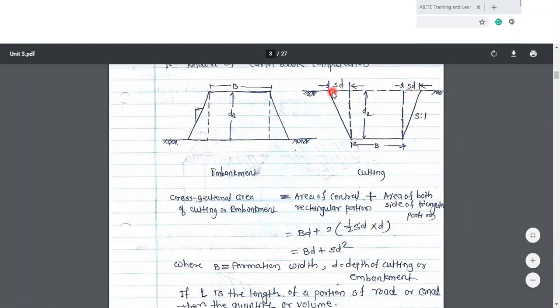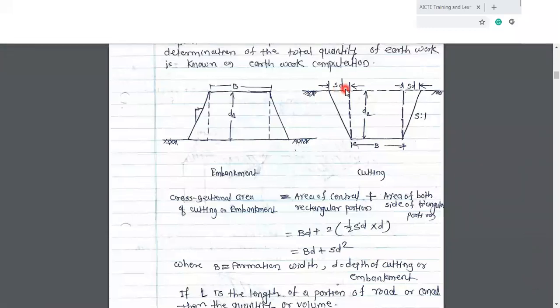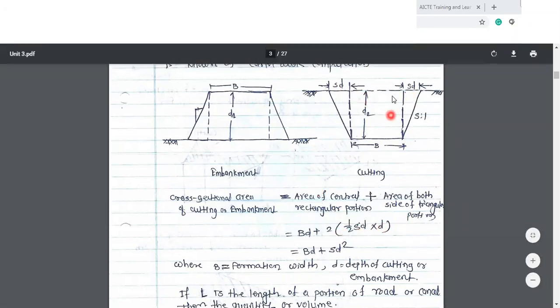Now for the length of this side portion, please remember we are using the notation SD. As far as these side portions are considered, the area will be 1/2 into SD multiplied by D. Okay. So that is nothing but the area of the triangular portions.